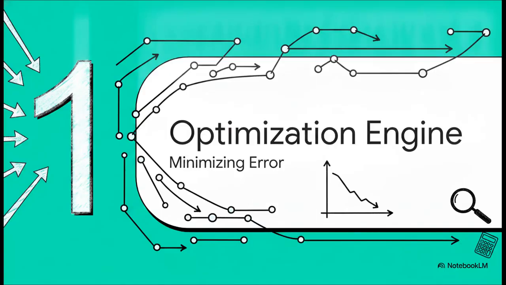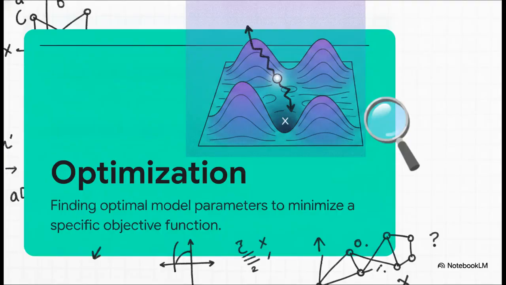All right, let's jump right into section 1, the engine of optimization. So at its absolute core, optimization is just the process of finding the best possible model parameters. We're talking specifically about things like weights and biases, and we want to tweak them to minimize a specific objective function. Now, you can think of an objective function simply as an error rate in a neural network. Obviously, we want that error to be as close to zero as humanly possible, right?